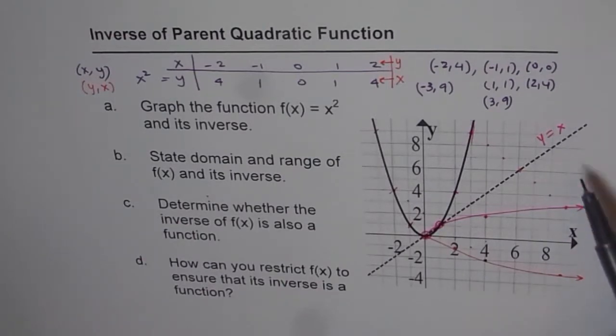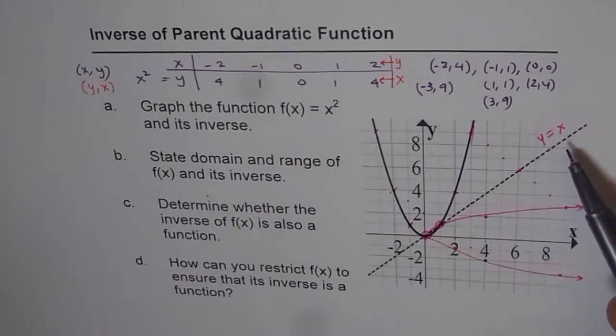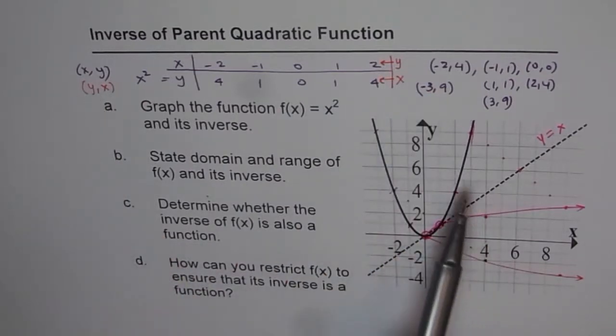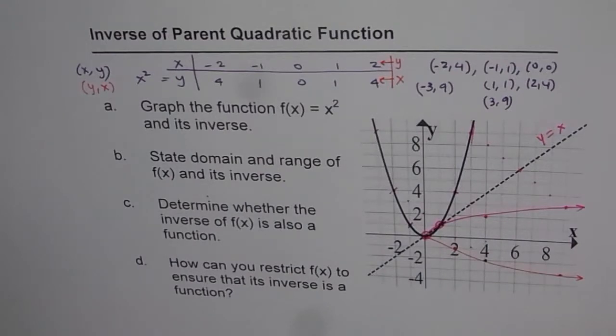So by this, I've shown you 2 techniques to find the inverse from a function. One is you can mark some points and swap them. Second is reflect your graph over the line y equals x. So that is how you find the inverse of any function for that matter.